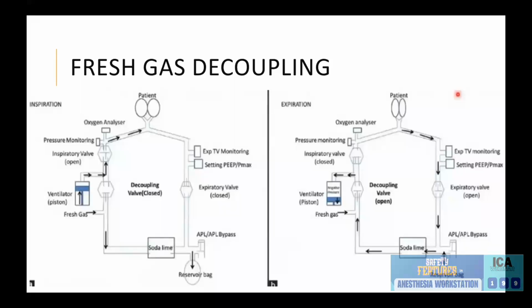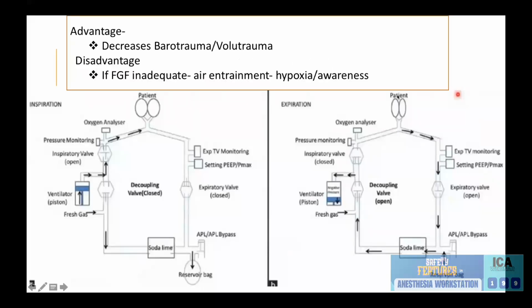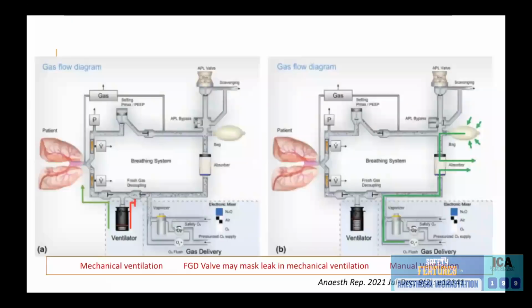In this, one point of interest though is that because the fresh gas is not going directly to the patient, it does not cause barotrauma or volume trauma, but if the fresh gas flow is inadequate, air may be entrained, which can cause hypoxia, which can cause awareness. So you have to be aware of what kind of ventilator you are using in your machine.